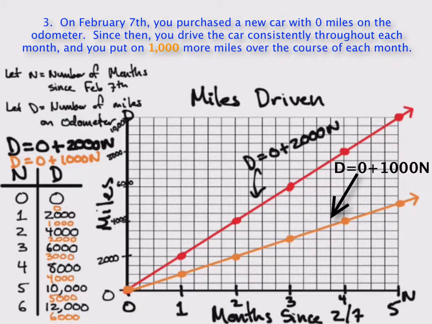The table of values changed, the ordered pairs changed, and you can see that since we're driving only half as far every month, this second line in orange is only half as steep as this line in red. That every 1 month that goes by, we are now only traveling 1,000 miles.